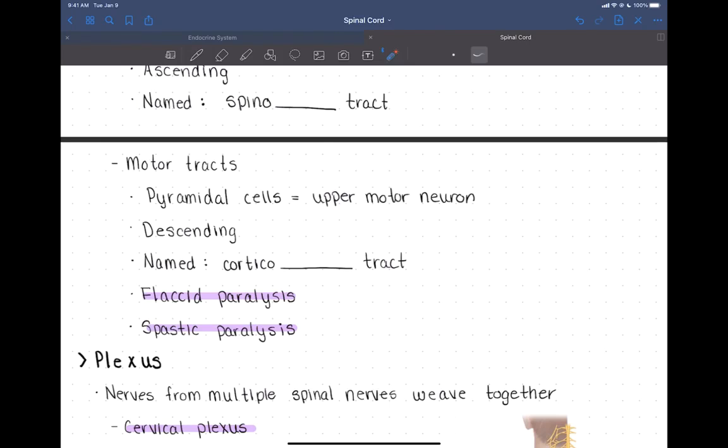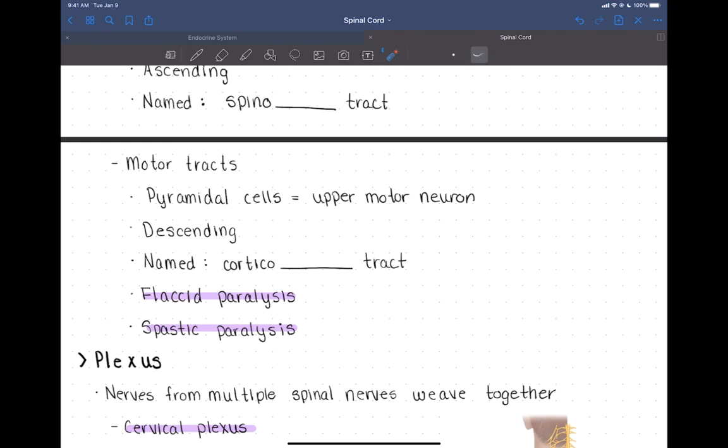And then I just want to point out one last thing while we're talking about motor tracts. We've talked about these a little bit before, but flaccid versus spastic paralysis. Flaccid paralysis involves the inability to make a muscle actually contract, versus spastic is like a muscle spasm, so the muscle is in a constant state of contraction. These differences can both originate from spinal cord damage, but it depends on where on the spinal cord that damage occurs.